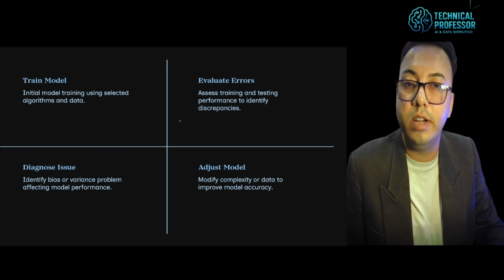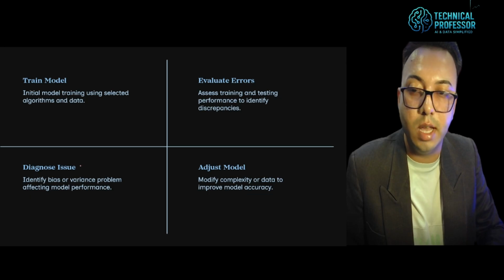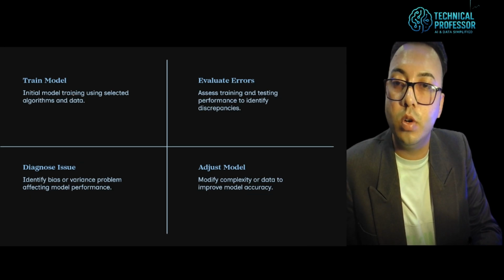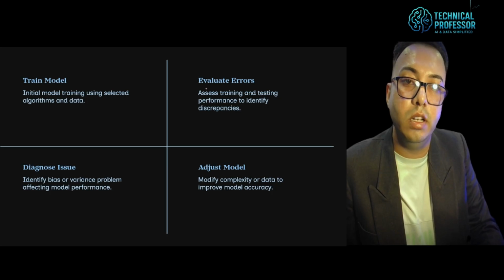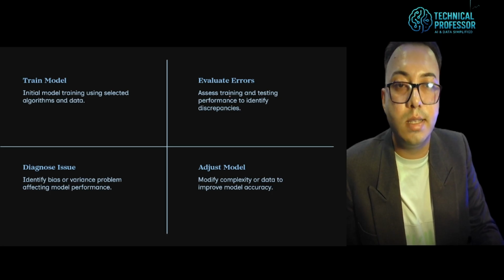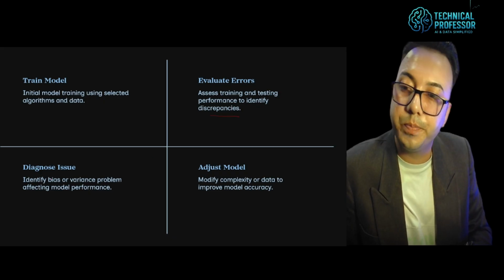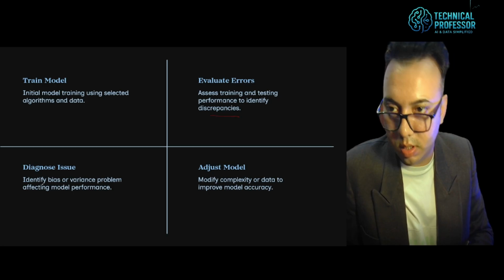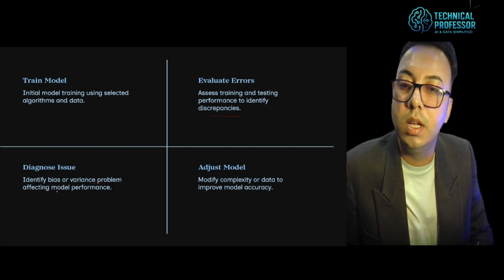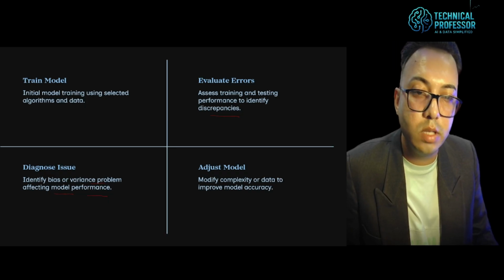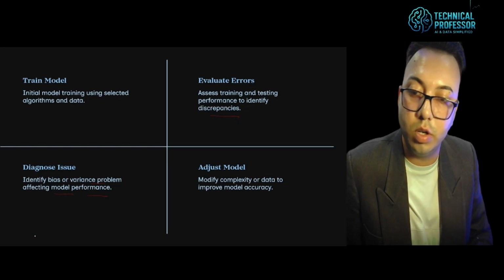Now we are going to understand train model, evaluate error, diagnose issue, adjust model. In train model, initial model training using the selected algorithm and data. In evaluate error, assess training and testing performance to identify discrepancies. Diagnose issue: identify bias or variance problems affecting model performance. And adjust model, modifying complexity or data to improve model accuracy.